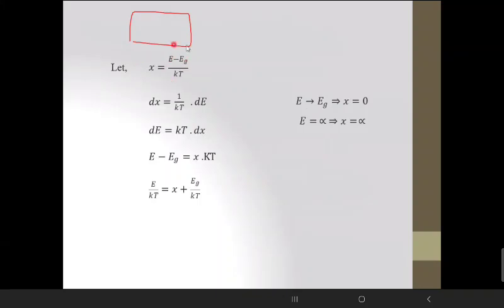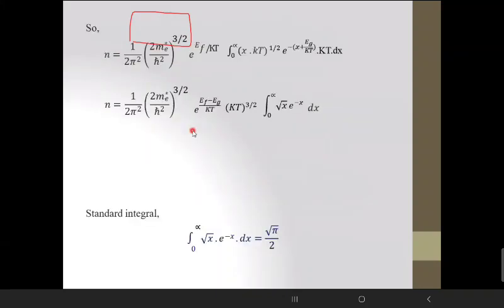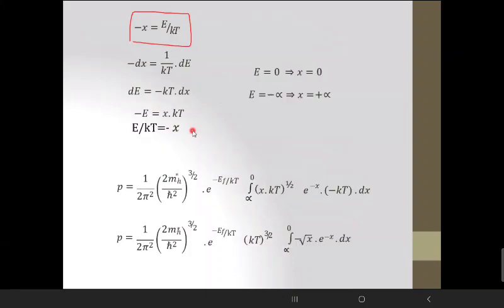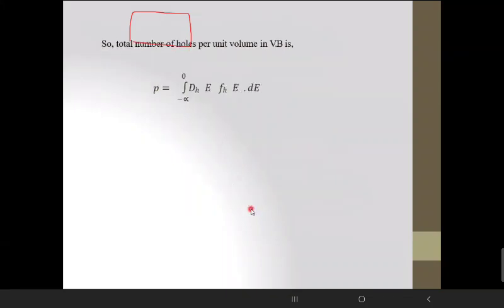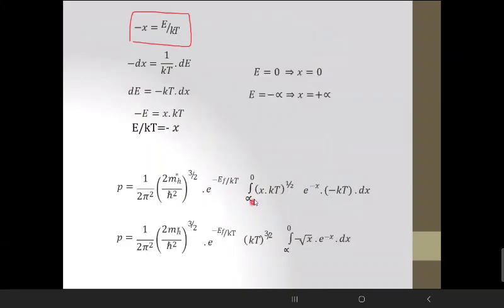x is equal to (E minus Eg) over kT. This is your previous case. But now minus x is equal to E over kT. So you need to take x according to your need only. So when E is equal to 0, what will happen? When E becomes minus infinity, what will happen? That you need to find.